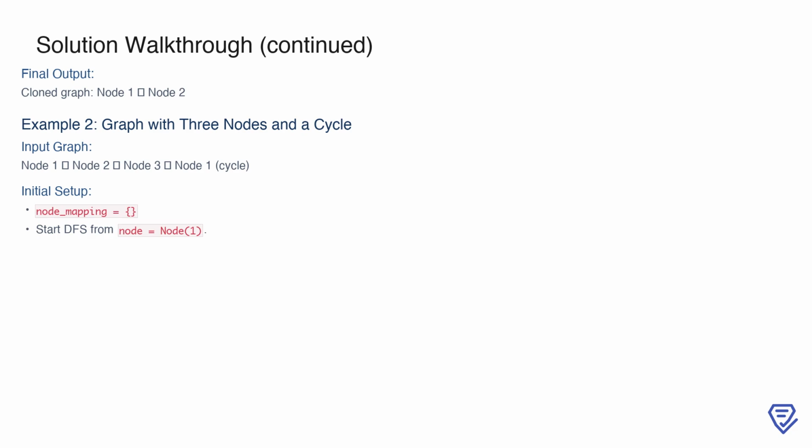Next, we move on to a slightly more complex example, a graph with 3 nodes that form a cycle. Here, node 1 points to node 2, node 2 points to node 3, and node 3 points back to node 1, forming a loop. As before, we begin with an empty node_mapping dictionary and initiate a DFS from node 1. The challenge here lies in handling the cycle without getting stuck in infinite recursion, which we'll address through the node_mapping checks during the DFS process.